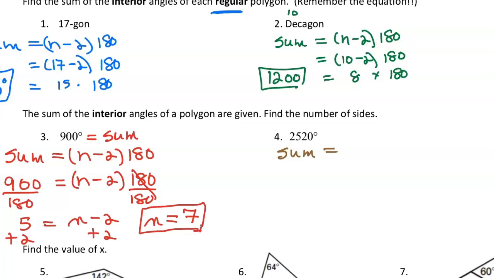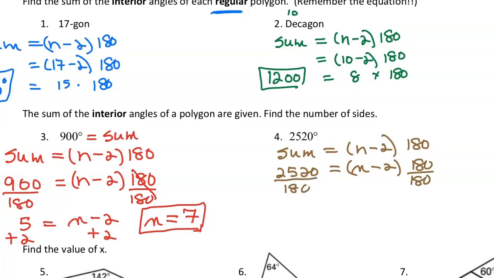The sum equals n minus 2 times 180. The sum you're given is 2520. That equals n minus 2 times 180. Divide both sides by 180 because your goal is to isolate the n. Okay, so 2520 in your calculator, 2520 divided by 180, and we are getting a value of 14. 14 does not equal n. It equals n minus 2.